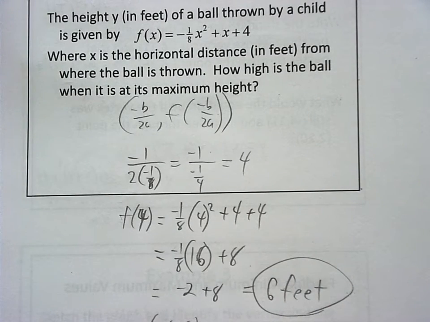So the idea is some little kid is throwing a ball 4 feet away from it, it reaches its peak at 6 feet off the ground.